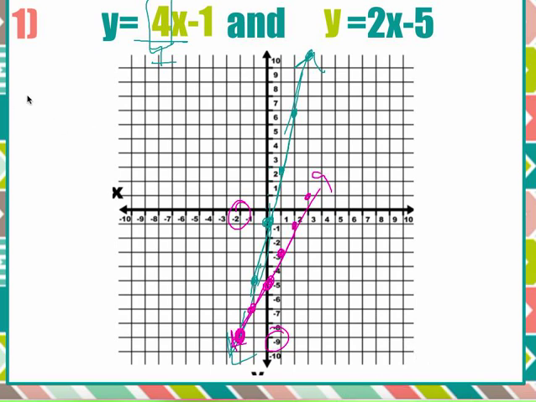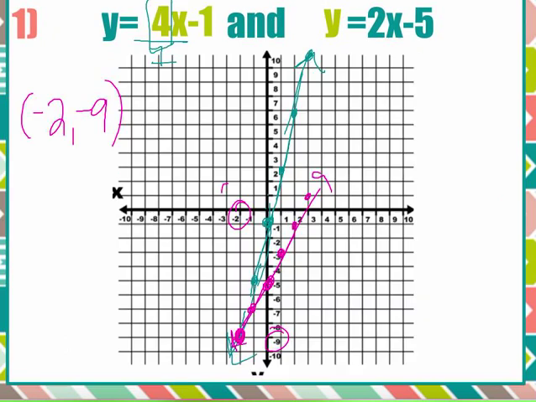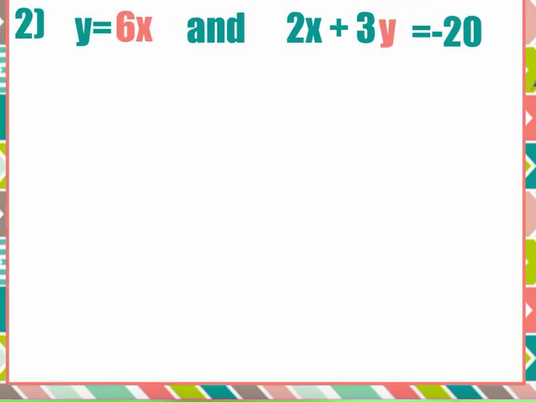So we can see that our solution came out to be the same whether we were graphing or we did substitution. So these are just two different methods of finding the same thing. So now let's try this once more. So on number 2, we have y equals 6x and 2x plus 3y equals negative 20. So we already have one of our equations where it's just a variable equals something.